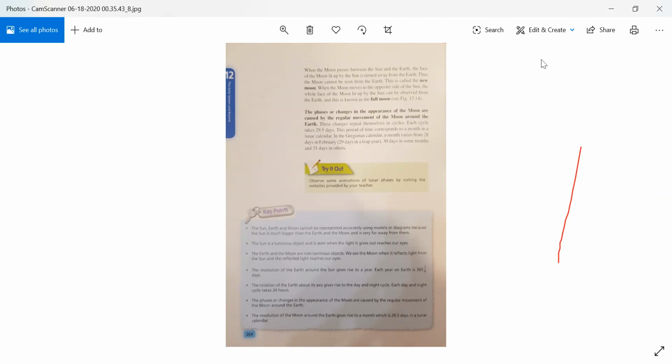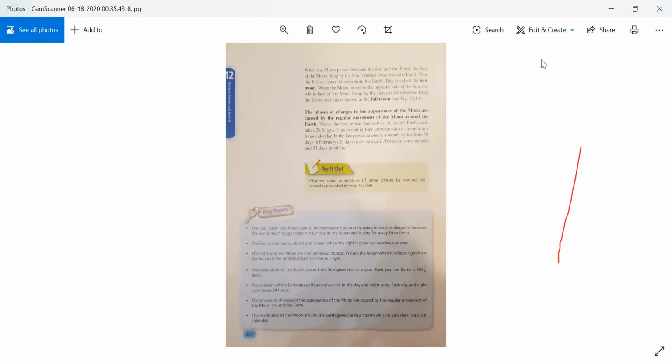The phases or changes in the appearance of the moon are caused by the regular movement of the moon around the earth. Okay, I told you before how it can change the appearance of the moon, when the moon moves around the earth. And these changes repeat themselves in cycles. Each cycle takes 29.5 days. This period of time corresponds to a month in a lunar calendar.